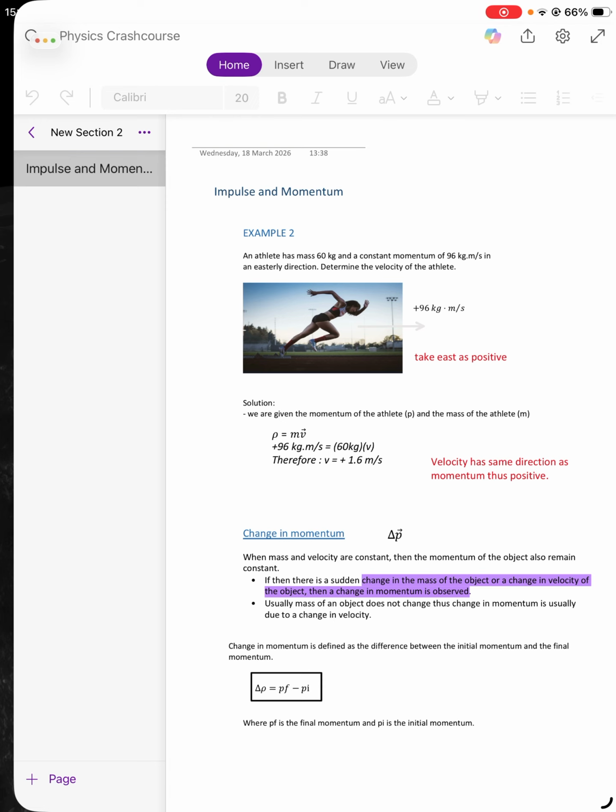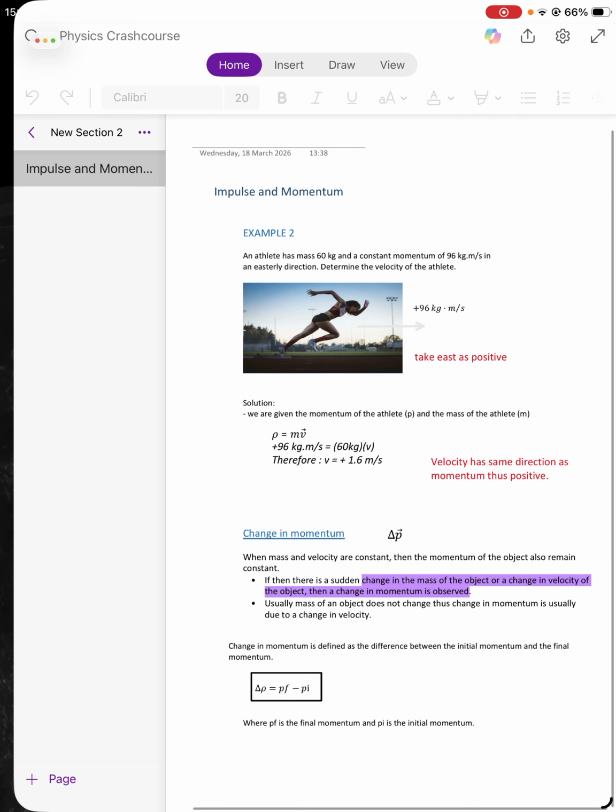So usually in objects, we do not observe a change in mass. That is to say, mass remains constant, and we observe that the object with the same mass has a change in velocity. So change in momentum is defined as the difference between the initial momentum and the final momentum.